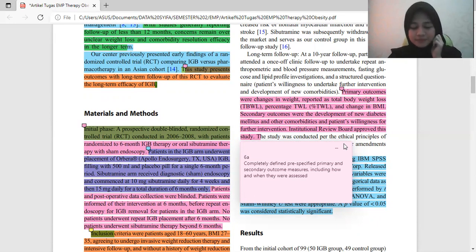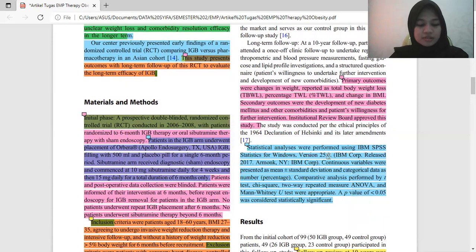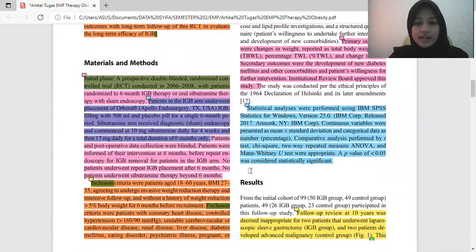Next is number 10, who generated the random allocation sequence, who enrolled participants, and who assigned participants to interventions. The number 10 is not available. Next is number 11A.